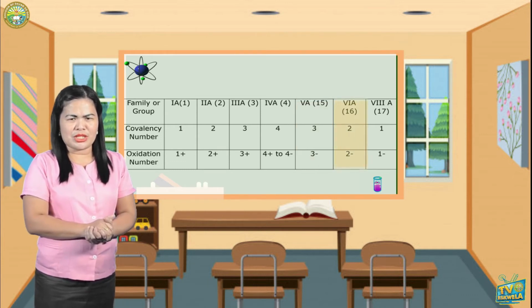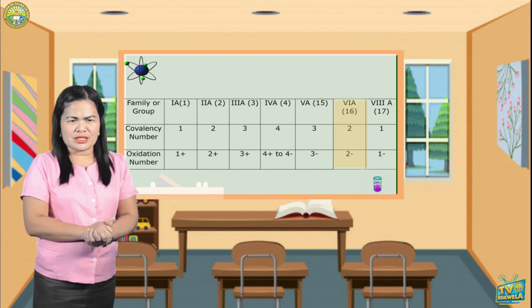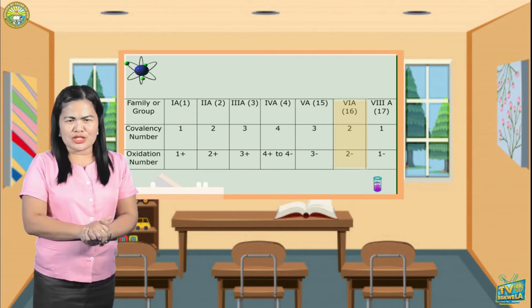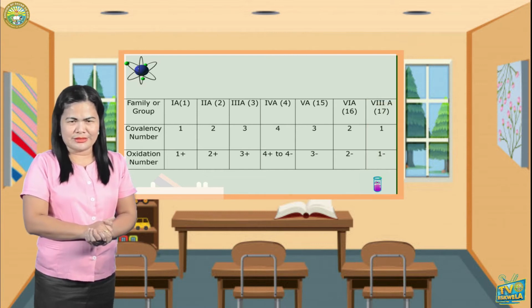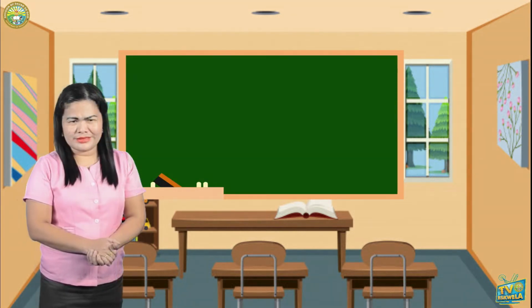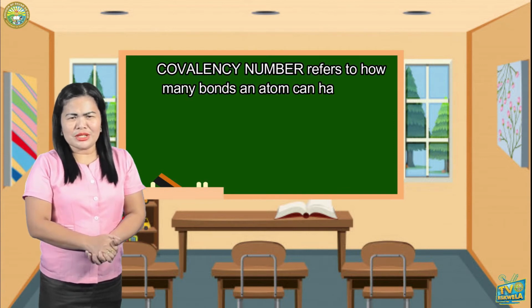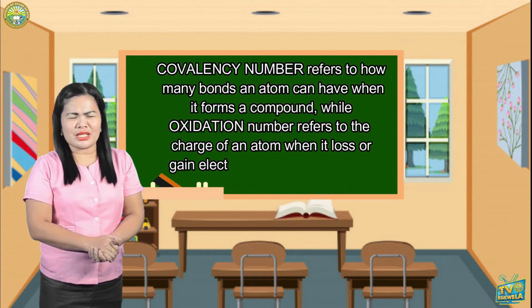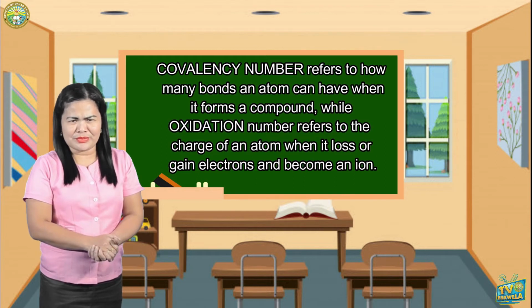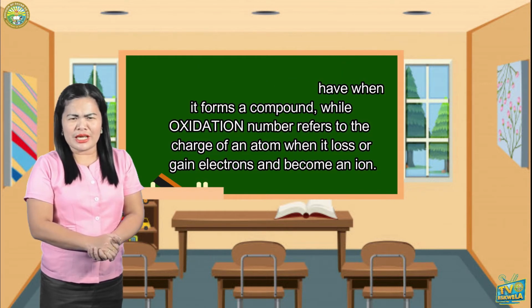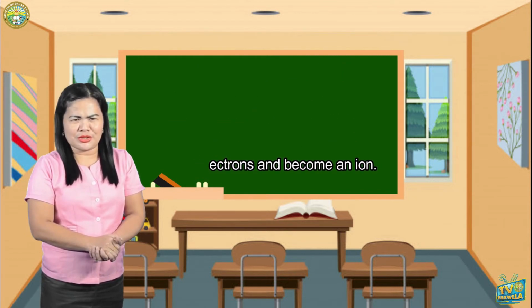Family or group number 6A or 16 has the covalency number of 2 and oxidation number of negative 2. Family or group number 7A or 17 has the covalency number of 1 and oxidation number of negative 1. Covalency number refers to how many bonds an atom can have when it forms a compound, while oxidation number refers to the charge of an atom when it loses or gains electrons and becomes an ion.